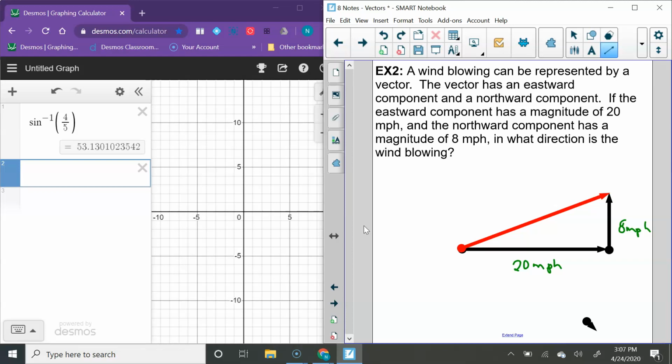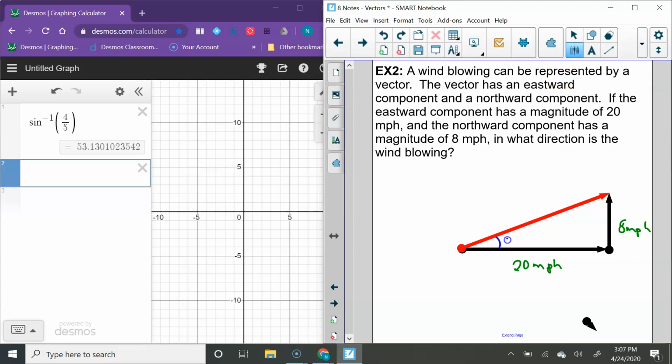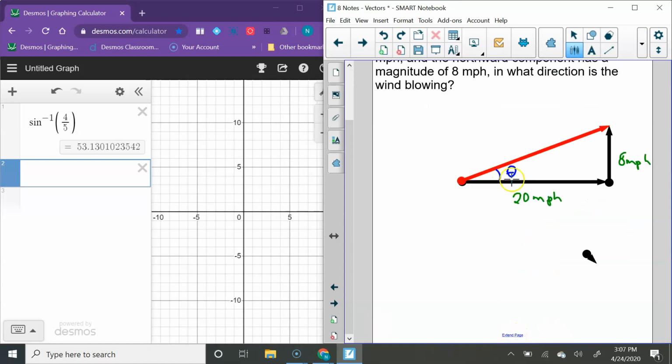But the question only asked about the direction the wind was blowing. So this is what we want to find. We want to find this angle right here, and we'll call it theta. So we want to find that angle, and when we get that angle, we can describe the direction of the wind, and I'll show you how whenever we get the angle. So I only have two sides.